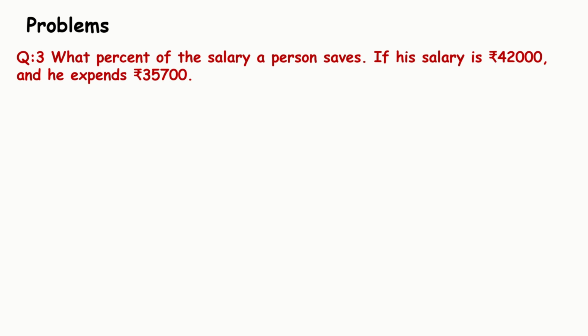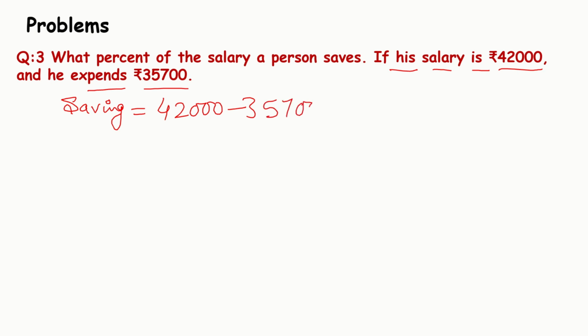So here we have our next problem. What percent of the salary does a person save if his salary is 42,000 and he spends 35,700 out of that? So the remaining part he saves. First we will calculate how much money he will save in a month. For that I will subtract these two values. So savings equals 42,000 minus 35,700. When we subtract these two numbers, we get 6,300 rupees. So this much amount he is going to save every month.